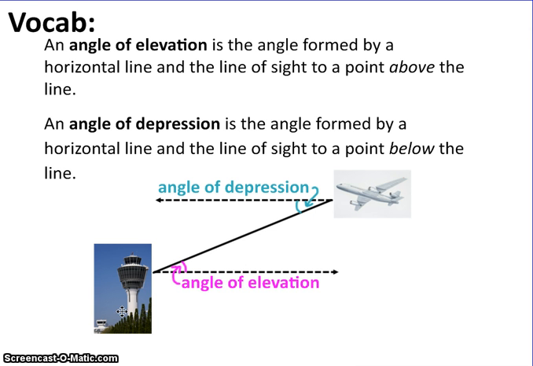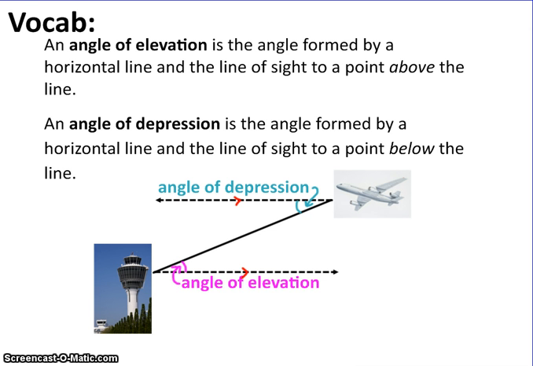So in this picture right here, we have like an air traffic controlling tower, and here's the airplane. From the tower, looking up at the plane, this would be your horizontal line of vision. When you look up, that is the angle of elevation. From the plane's perspective, from its horizontal viewing, if it looks down to the tower, it's going to be the angle of depression.